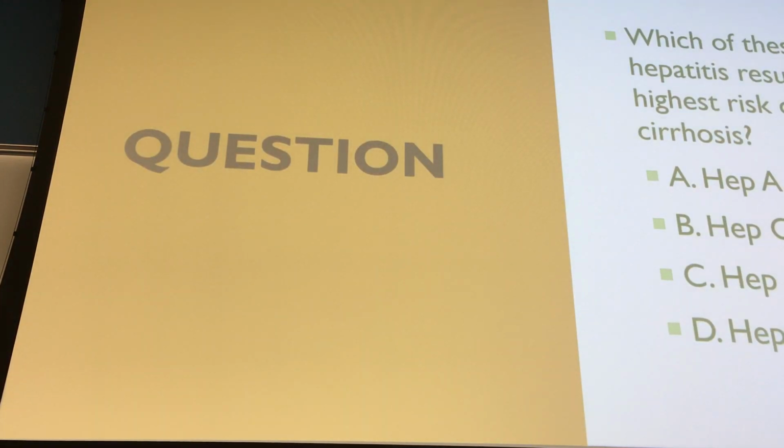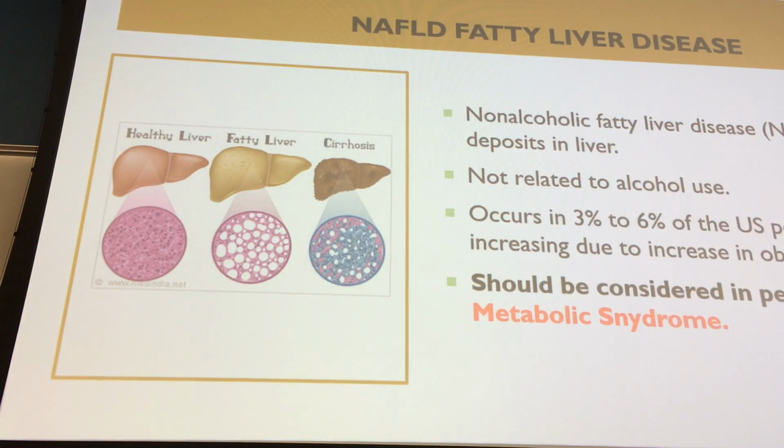All right. Just a quick question. Which of these types of hepatitis results in the highest risk of developing cirrhosis? What was it? Yeah. Okay. I wasn't sure if you were saying Hep B or Pepsi. Okay. All right.